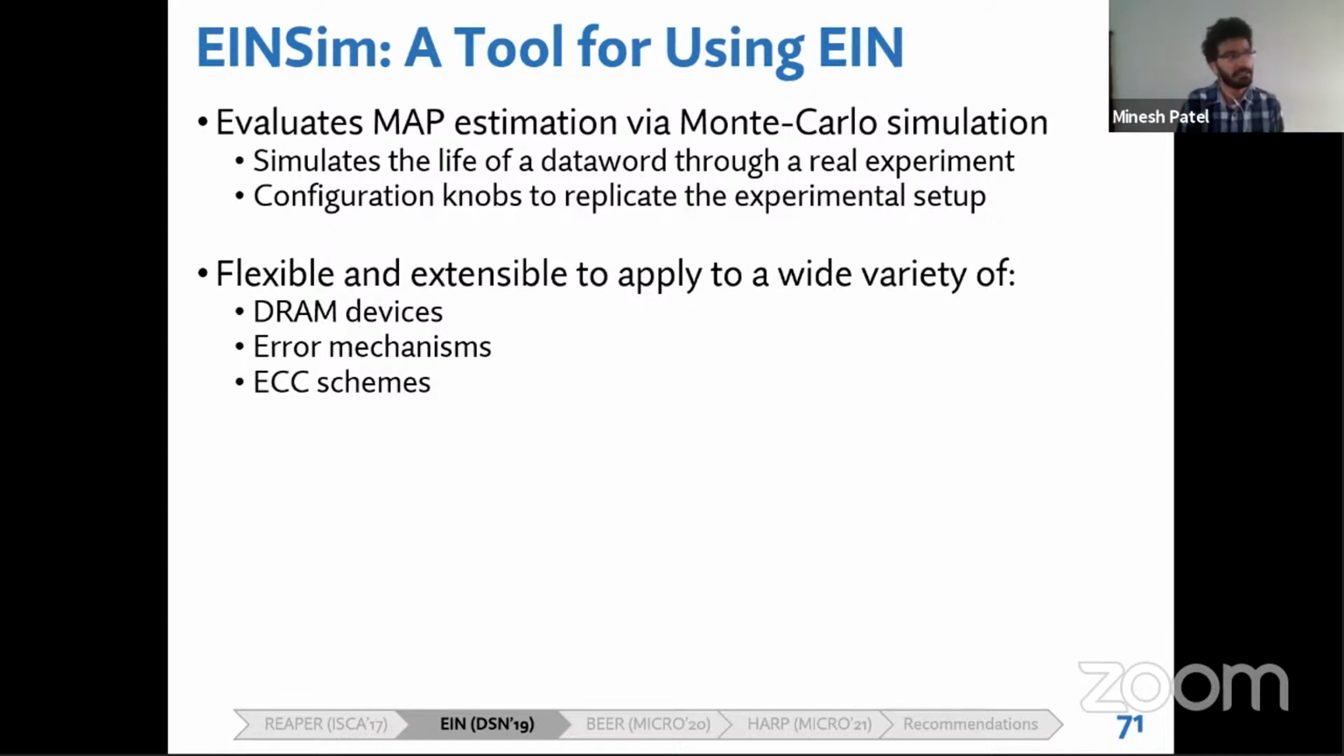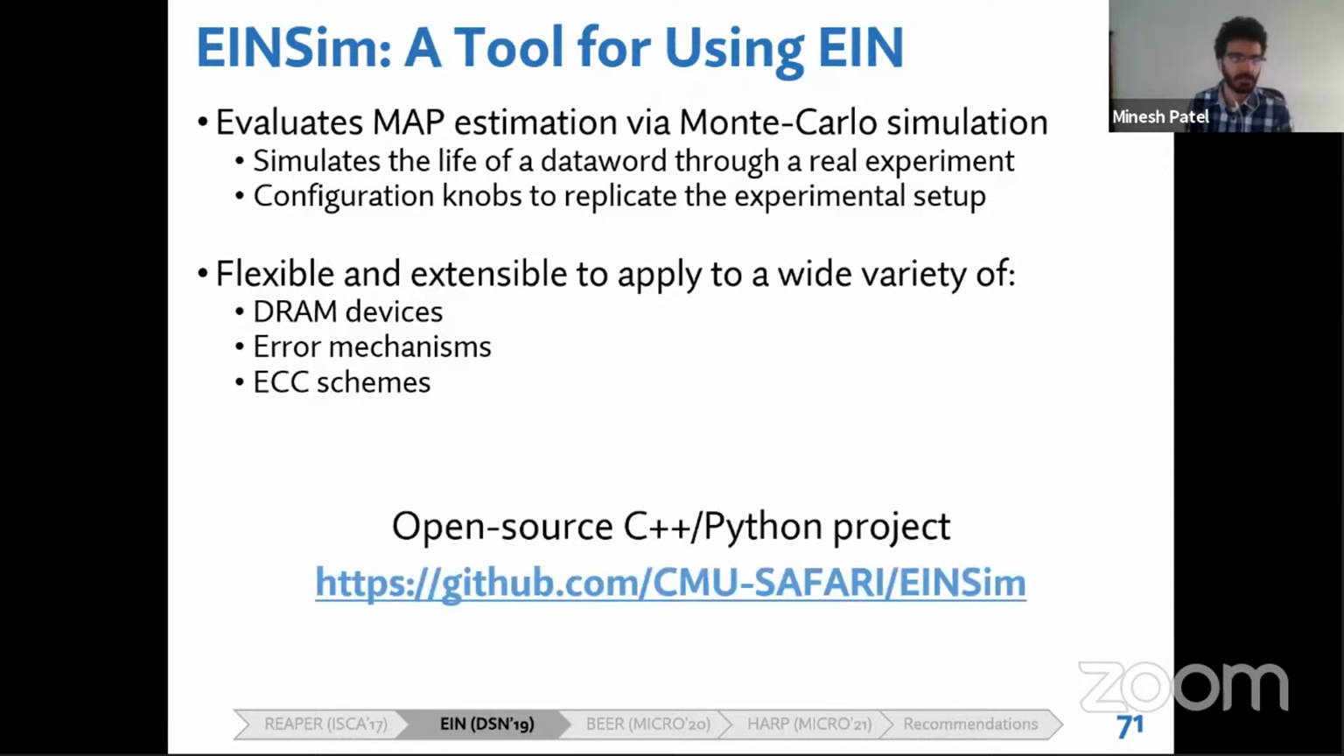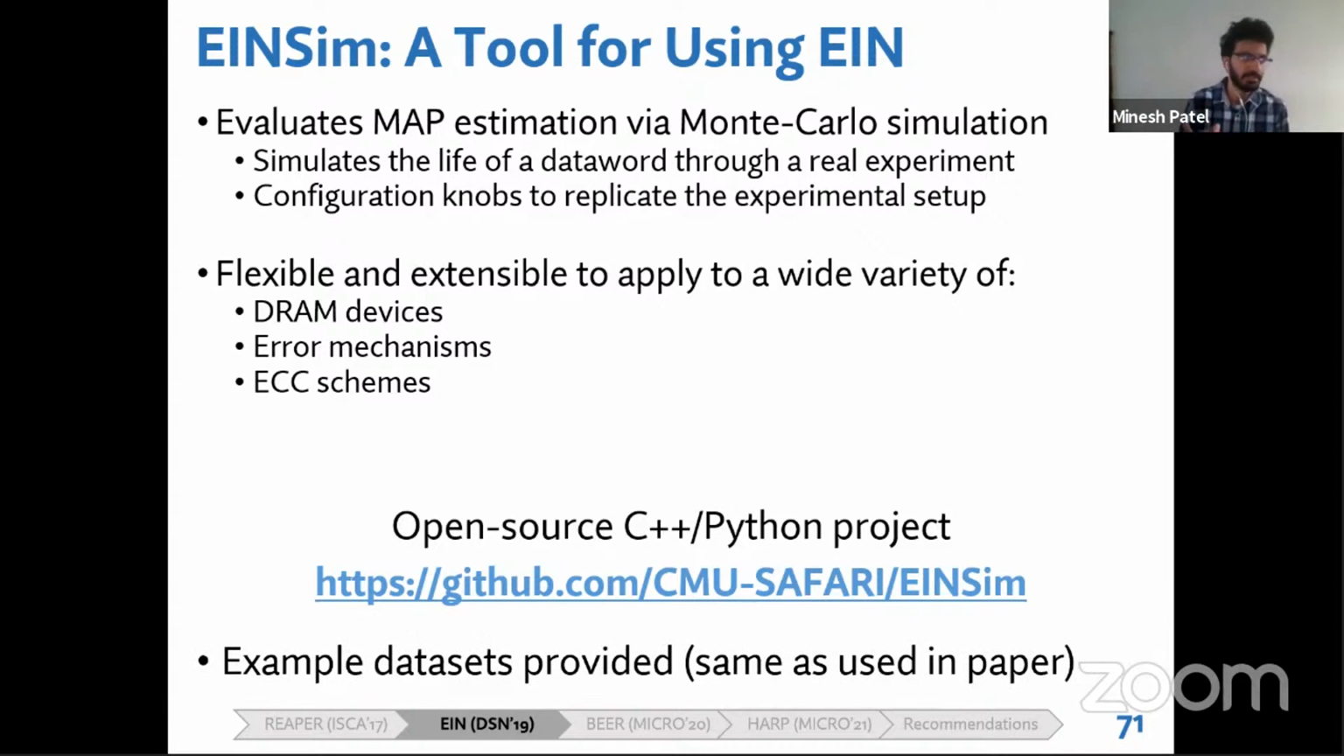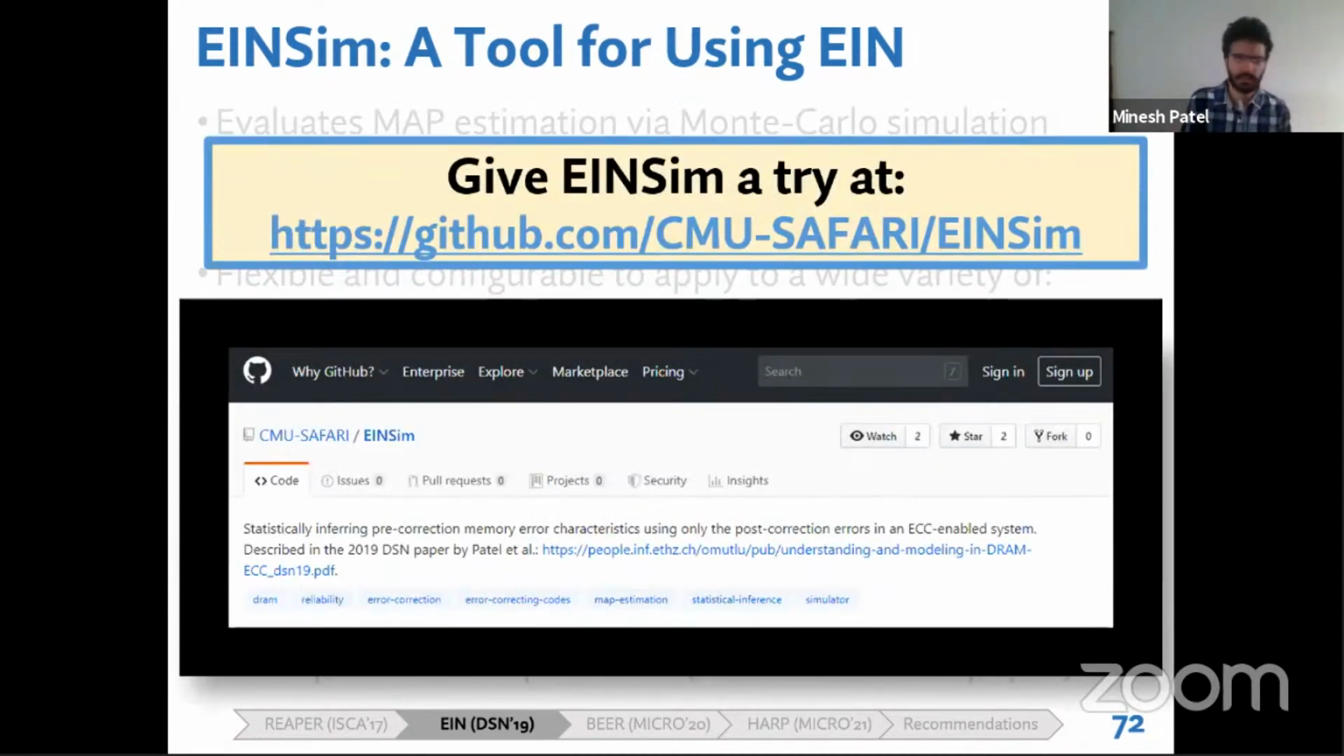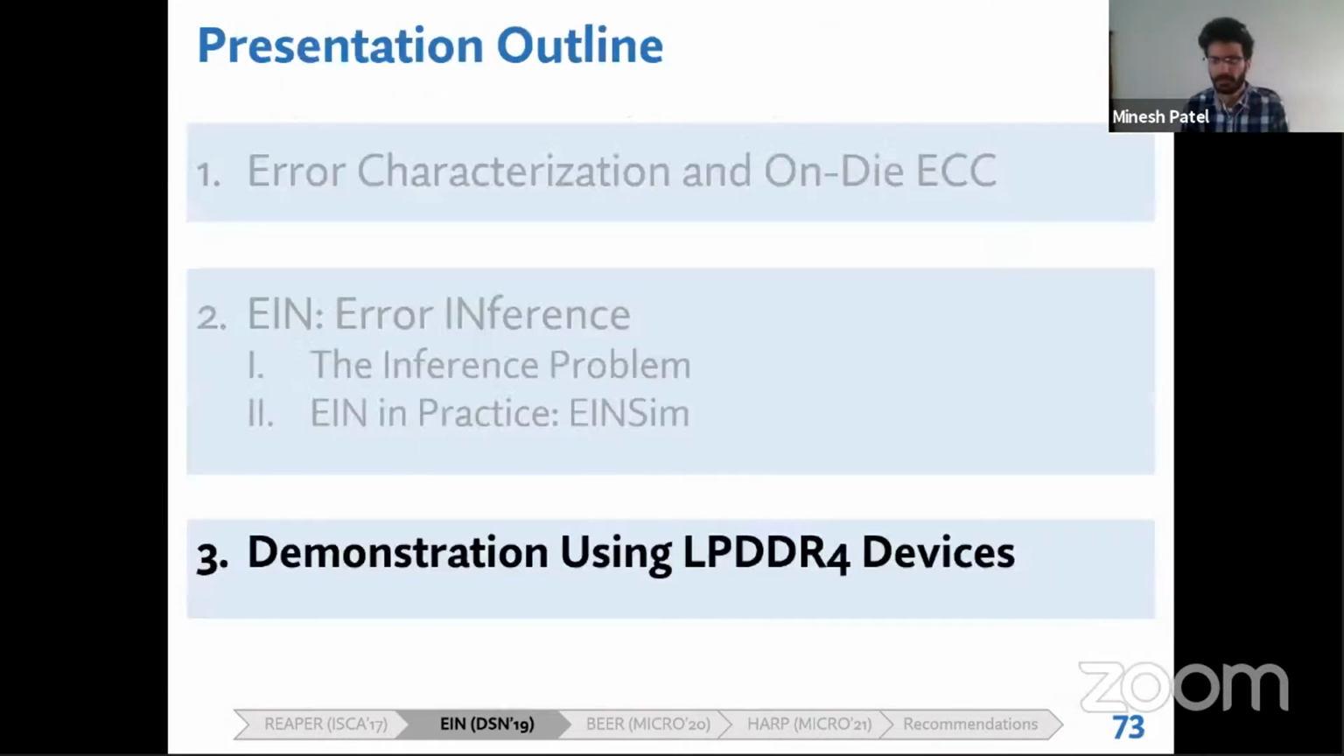We believe that EINSim is flexible and extensible so that it can apply to a wide variety of different DRAM devices, error mechanisms, ECC schemes, and so forth. We encourage you to examine this for yourself, as it's an open source C++ and Python project available on GitHub. We also provide the experimental data sets that we used in the paper at the GitHub link. Again, we encourage you to give it a try, and if you're interested in these problems, maybe this tool is useful for your purposes. Finally, I will move on to our demonstration using LPDDR4 DRAM devices.